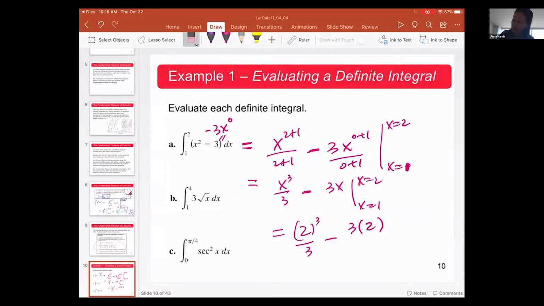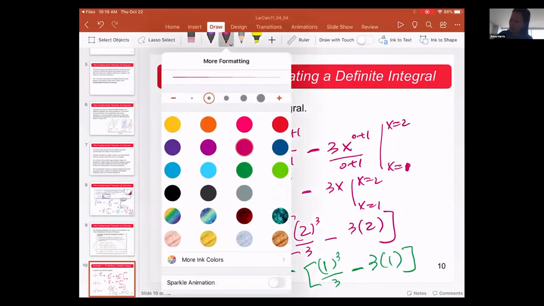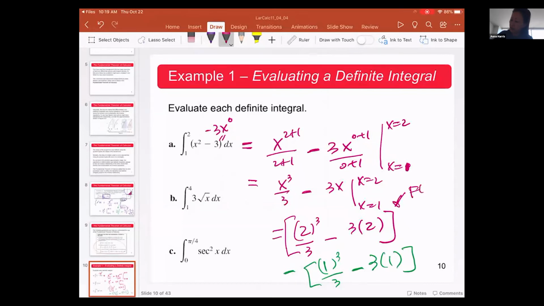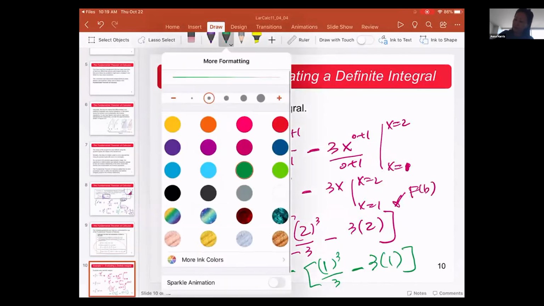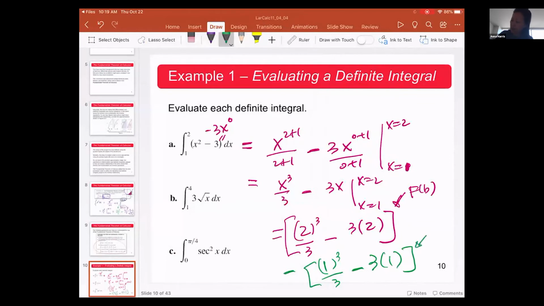So let me look at this as my F of b. Now I'm going to do F of a: minus 1 to the third divided by 3 minus 3 times 1. Remember this. You can think of this as your F of b, and that as your F of a. All right, so you need to finish this one.